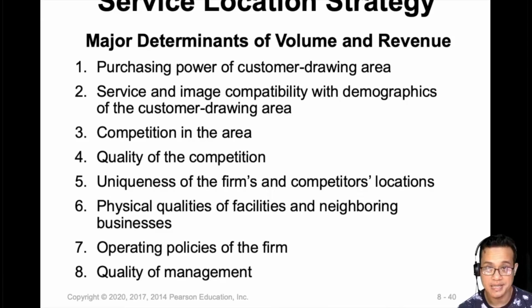So basically, there are eight major determinants of the volume and revenue for service firms. First, we have the purchasing power of the customer drawing area, so whether that place is much more dense with people who have high income, or what type of income they are looking for, and the numbers of people there. The next thing is the service and image compatibility with the demographics of the customer drawing area.